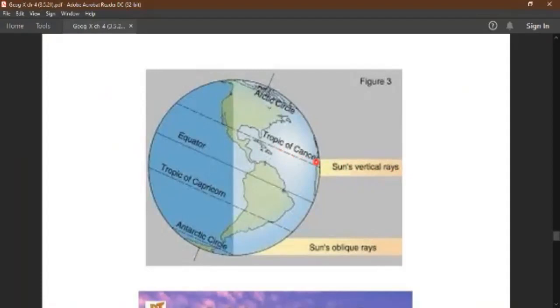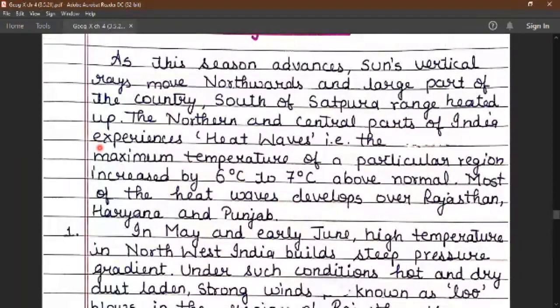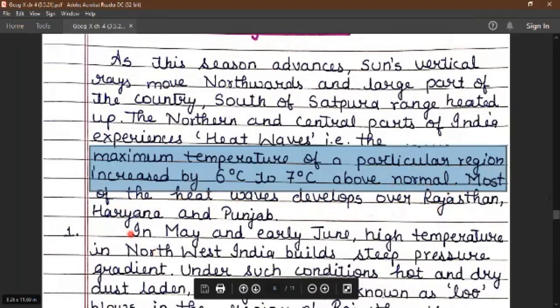The northern and central part of India experiences heat waves. Heat waves are the maximum temperature of a particular region increased by 6 degrees Celsius to 7 degrees Celsius above normal. Most of the heat waves develop over Rajasthan, Haryana, and Punjab.